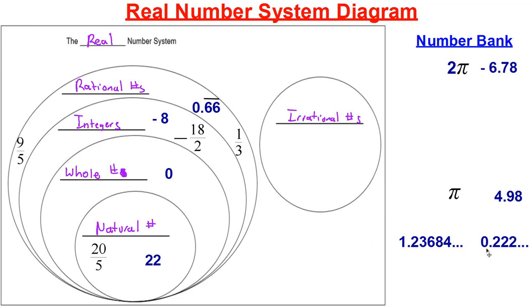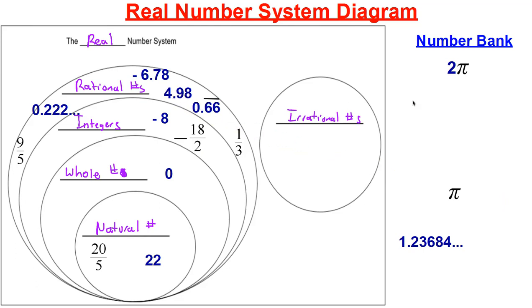Next, we have 0.222, and it's going to go on forever, okay? But since it's 0.222, it's going to keep that same predictable pattern. So this is actually going to be a rational number just because it's a predictable pattern. Next, we have negative 6.78. That's also going to be a rational number. And then lastly, we have 4.98, which is also going to be a rational number.